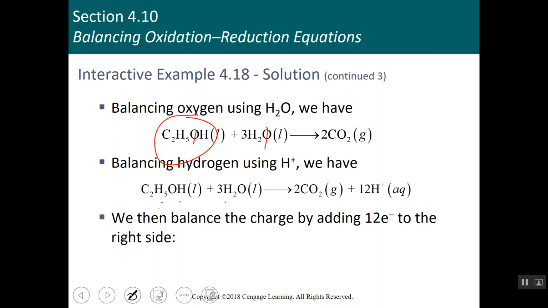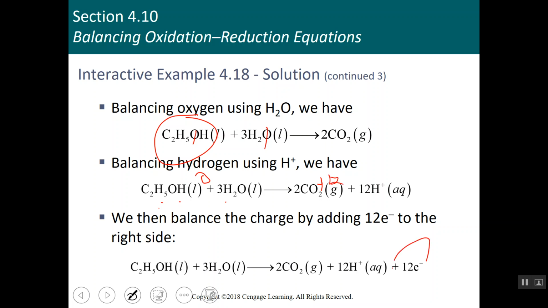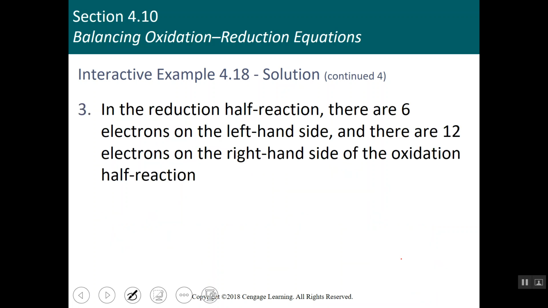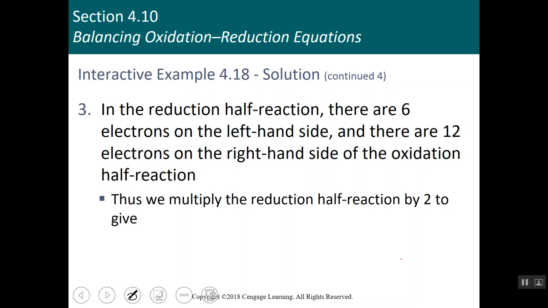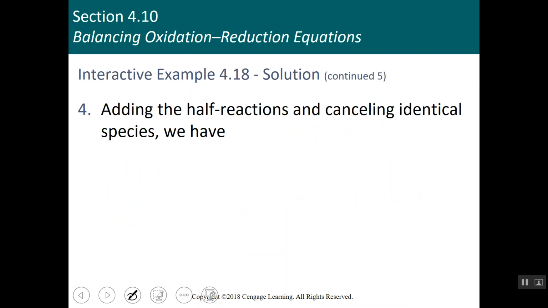You'll notice the left-hand side of the reaction has a total charge of 0, and the right-hand side has a plus 12. And so we're going to have to add 12 electrons to this side to get it to equal 0. Now, when we add in the reduction half reaction, we had 6 electrons. We added 12 in the other one. So we have to multiply the whole reduction half reaction by 2 to make sure the number of electrons lost equals the number of electrons gained.